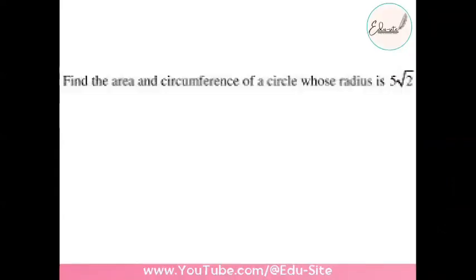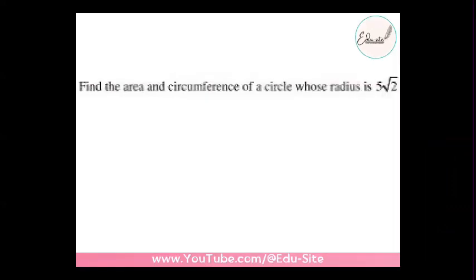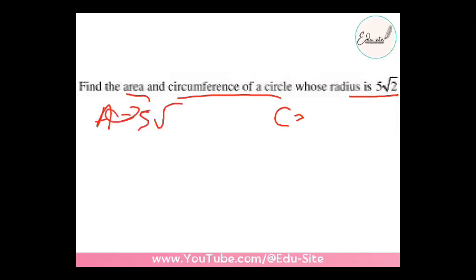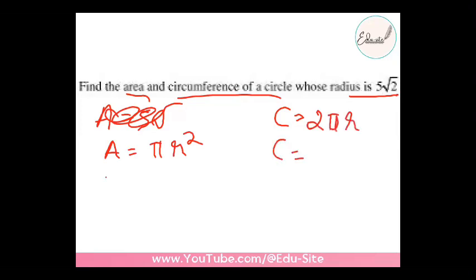Okay, we have another question here. It's about finding the area as well as the circumference of the circle whose radius is 5 root 2. It's not from your worksheet. This is for you to solve. It is a practice problem. You're just going to calculate what the circumference and what the area is here. Radius is already given.